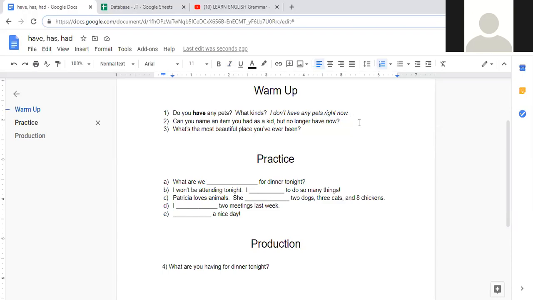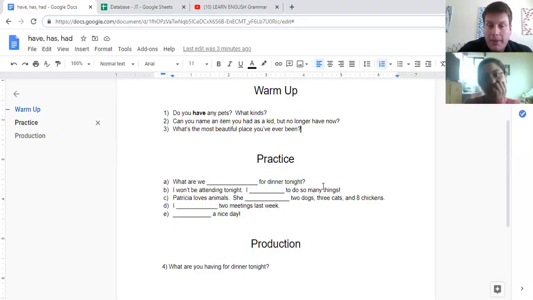Okay, let's go to Louisen. Louisen, do you have any pets? What kind? Okay, I have two pets in my house. What kind? Okay, they are a female and a male. So we'll go back to Jessica for this one.